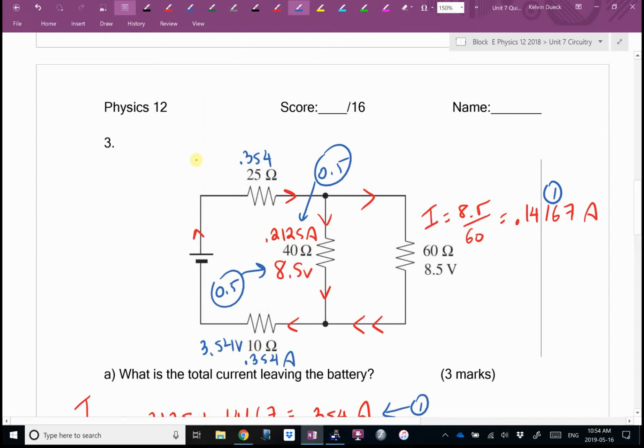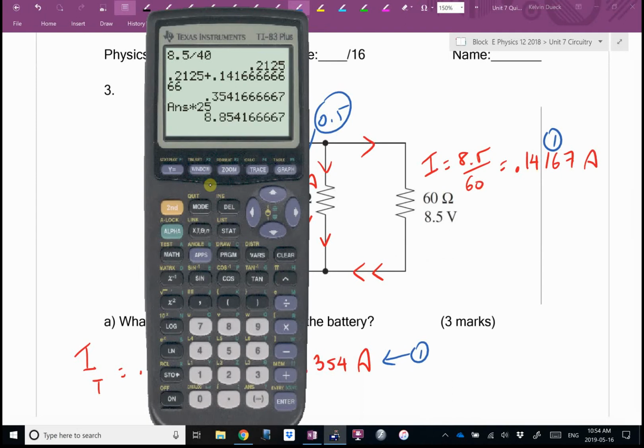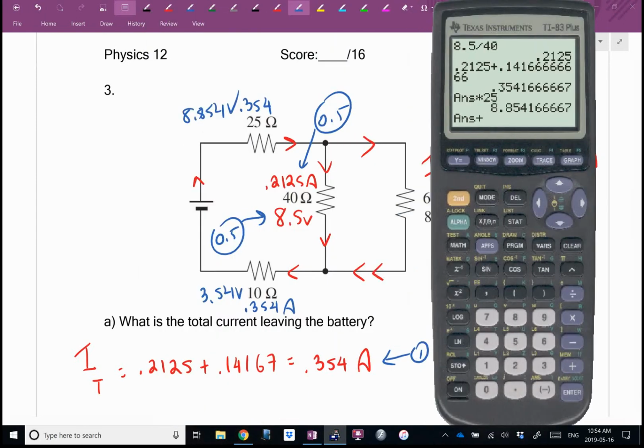Is that right? And now I can ski. It's going to be this number plus 8.5 plus 3.54. You get 20.9.